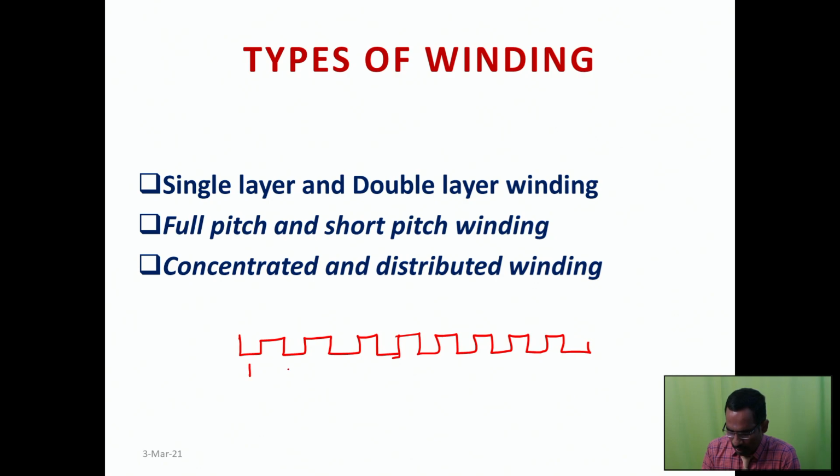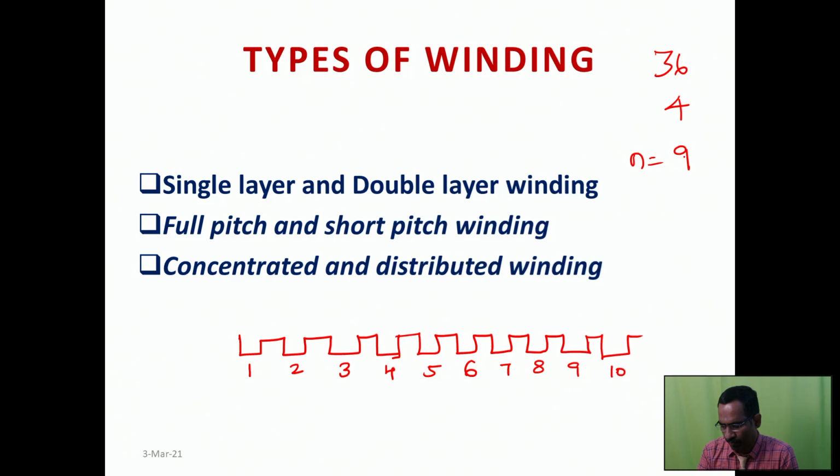So it is my slot number 1, 2, 3, 4, 5, 6, 7, 8, 9 and 10. I already told you that the number of slots is 36, the number of poles is 4. The pole pitch value is 9. First, I can place the first coil side at slot number 1, where I should keep the next coil side in this 36 slots. So it is the deciding factor.